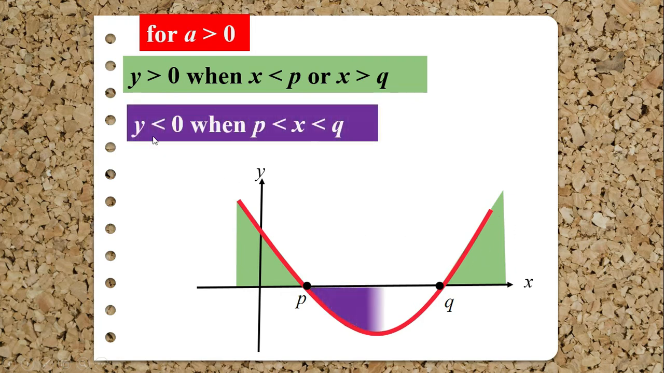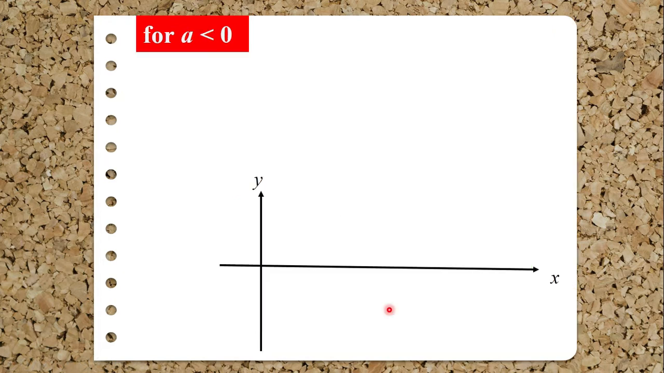When y is less than 0, this is the question, so for your answer, this is the location on the graph, in between P and Q. So how do you write down your answer? x is more than P and less than Q. This is for the graph for a less than 0.